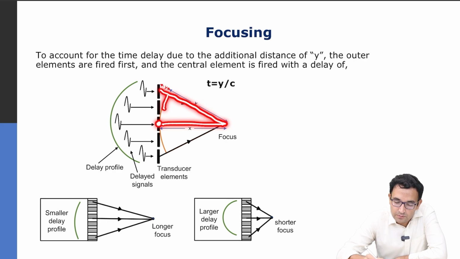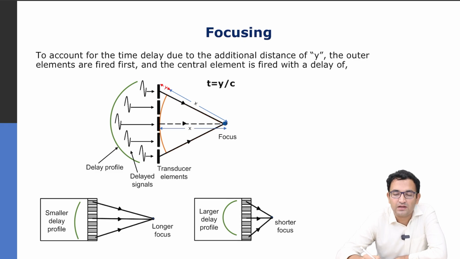For example, from here to here, the path length is shorter. From here to here, the path length is longer. So if you compensate for that extra path length by providing a delay to the element which is actually closest to the focal zone, that's when you are able to create this delay profile. So this element and this element receive the excitation first, they fire first, and the center element receives the excitation last, so it fires later, but essentially all these waves arrive together in focus, right?